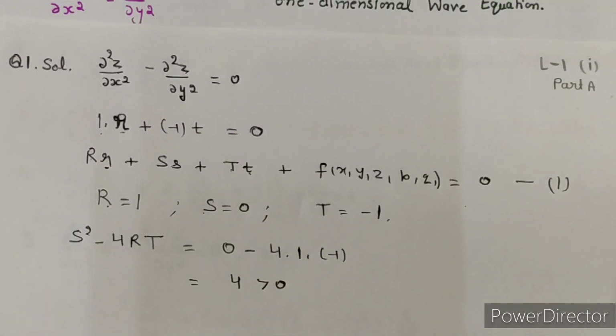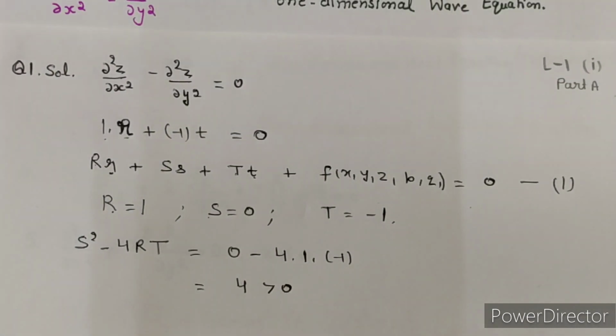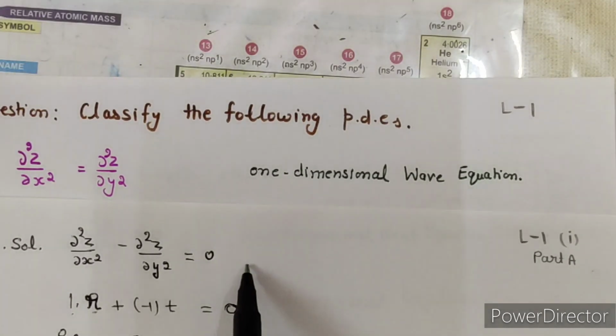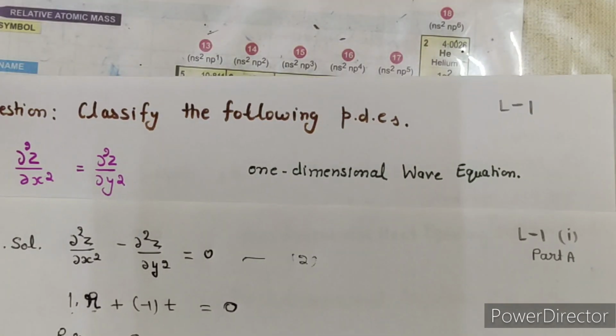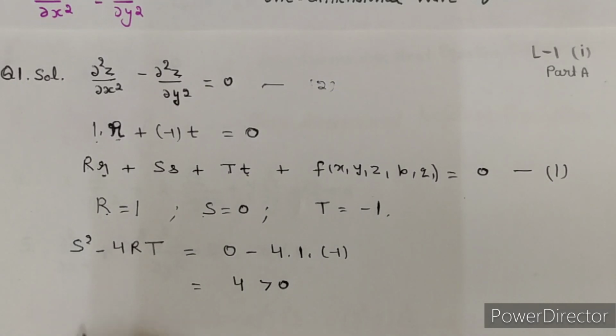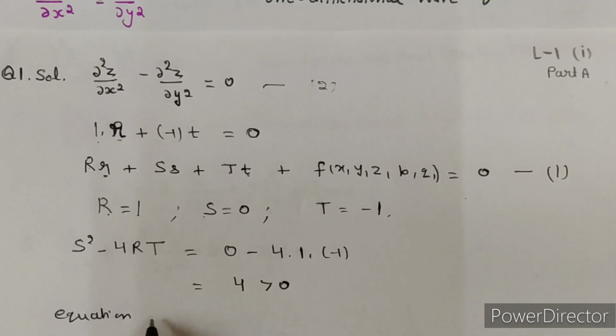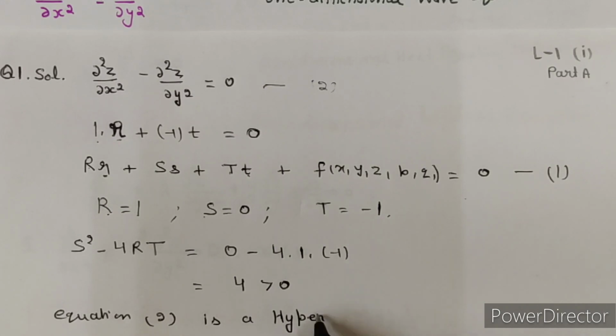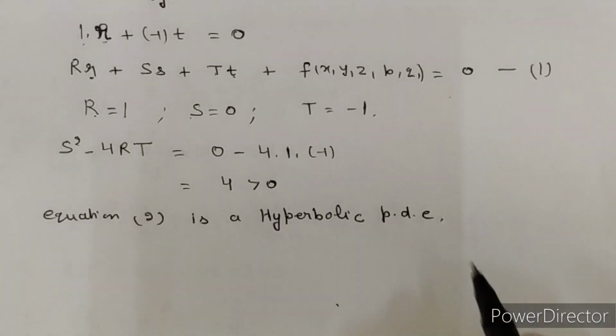So I can write, suppose I am writing this as equation number 2, that equation 2 is a hyperbolic partial differential equation. Okay, now read the second question.